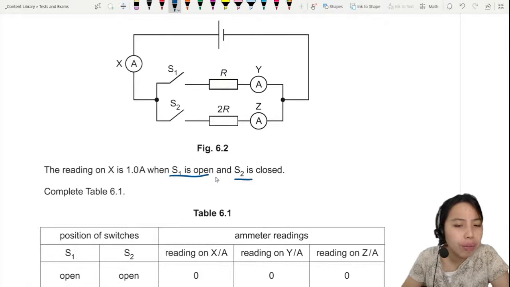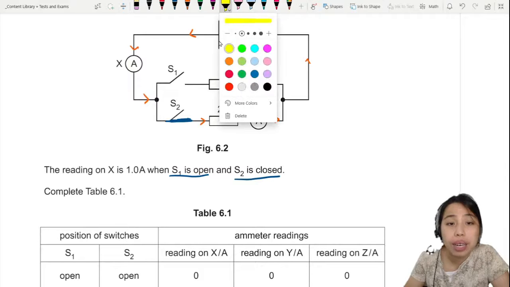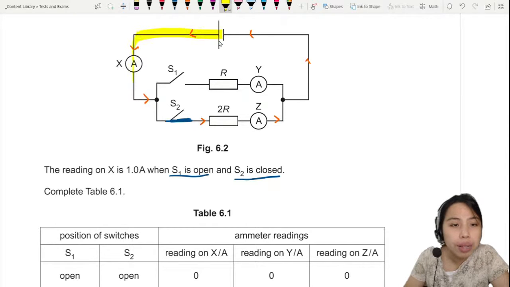So I'm going to get very confused, so I'm going to draw it out. S1 is open, S2 is closed. So I need to close. Okay. So current will flow like this. Or I could just highlight it. This is the path of electric current.